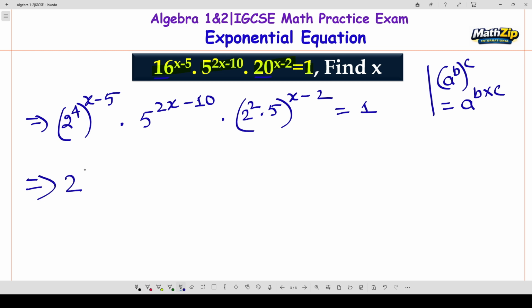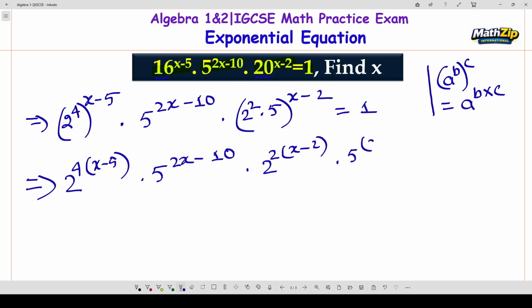This one we can write 2 to the power 4 times x minus 5 times 5 to the power 2x minus 10 times 2 to the power 2 times x minus 2 times 5 to the power x minus 2 equals 1, right? Now we can write 2 to the power 4x minus 20 times 5 to the power 2x minus 10, and this one is x minus 2, 5 to the power x minus 2.